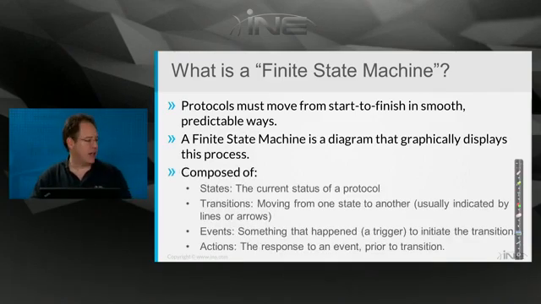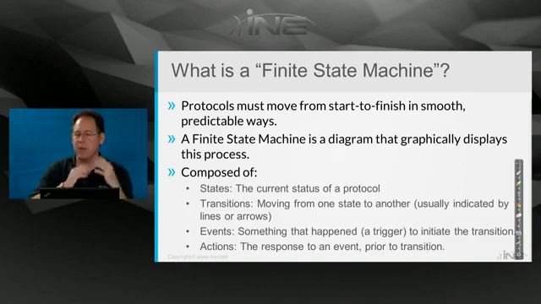So a finite state machine is composed of states: the current status of the protocol, where is it right now, what's it doing. Transitions: moving from one state to another, usually indicated by some sort of a line or arrow. An event, sometimes called a trigger. In other words, something has to happen in order for it to move from one state to the other. Maybe in the case of TCP, it's a missed acknowledgement and a timer expiring. Maybe it's an incoming SYN that's received. That's the event or trigger to make it transition to something else.